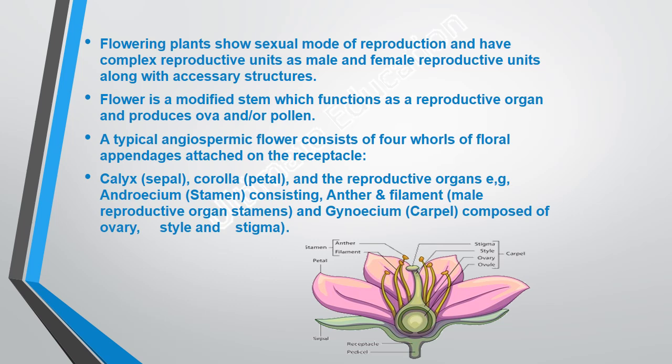A typical angiospermic flower consists of four whorls of floral appendages which are attached on the receptacle, which you can see from the figure given over here. The appendages are the calyx, which is called sepal, the corolla, which is also called petal, and the reproductive organs: androecium, that is stamen, which consists of anther and filament, and gynoecium, the carpel, that is the female reproductive structure, which is composed of ovary, style and stigma.